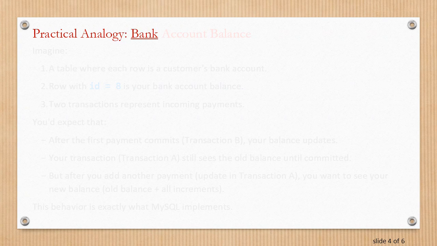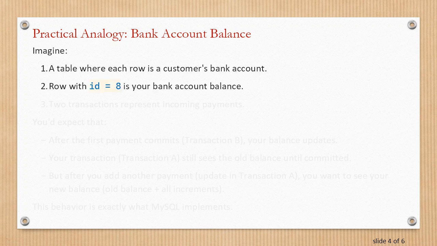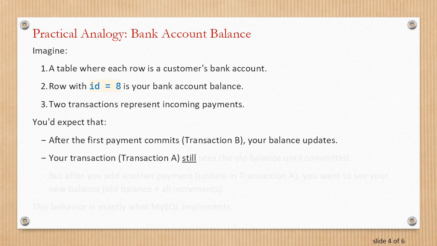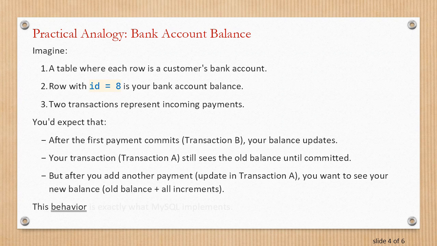Practical analogy: bank account balance. Imagine a table where each row is a customer's bank account. Row with ID equals 8 is your bank account balance. Two transactions represent incoming payments. You'd expect that after the first payment commits, transaction B, your balance updates. Your transaction A still sees the old balance until committed. But after you add another payment, an update in transaction A, you want to see your new balance: old balance plus all increments. This behavior is exactly what MySQL implements.